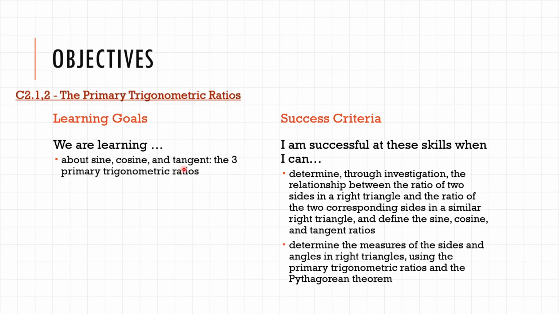In this video, you will determine through an investigation that when you have a right triangle and you have the ratio of two sides of it, and you compare that to the ratio of two corresponding sides in a right triangle that's similar, you get these three very specific, very special ratios called sine, cosine, and tangent. And you can use these trig ratios to determine a side length or an angle in a right triangle.